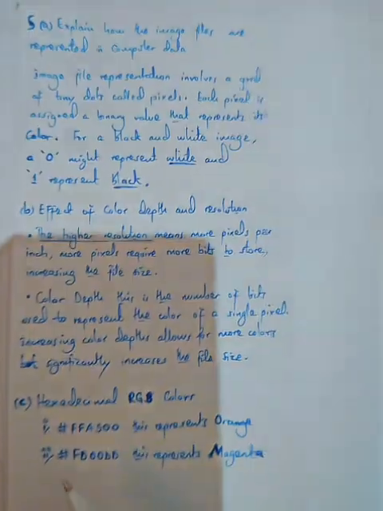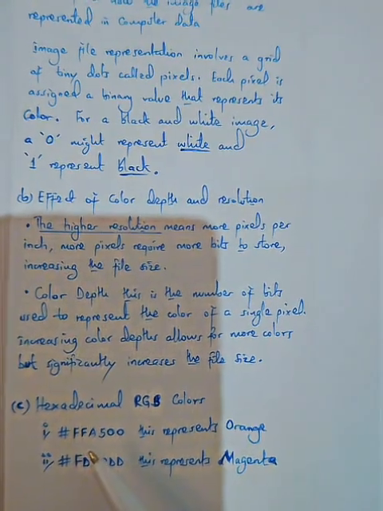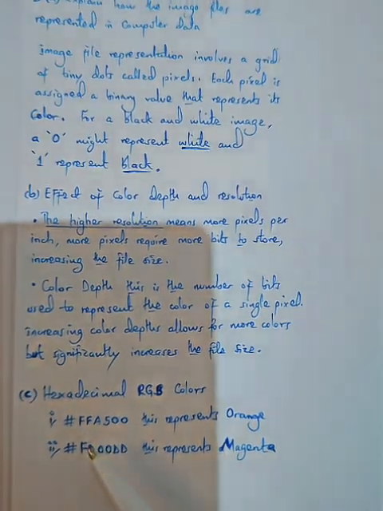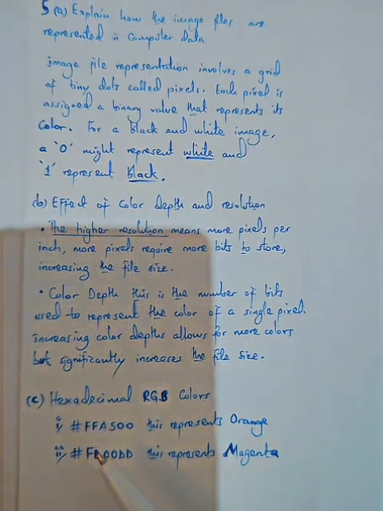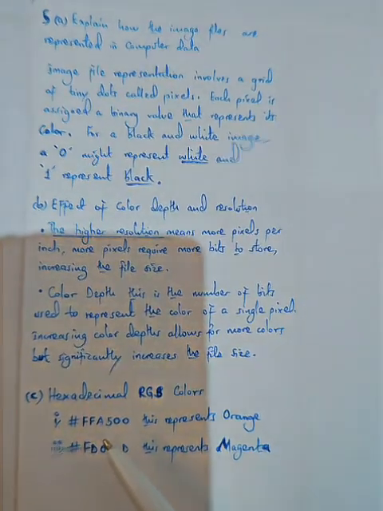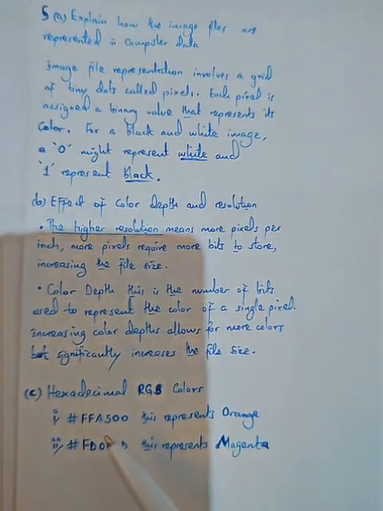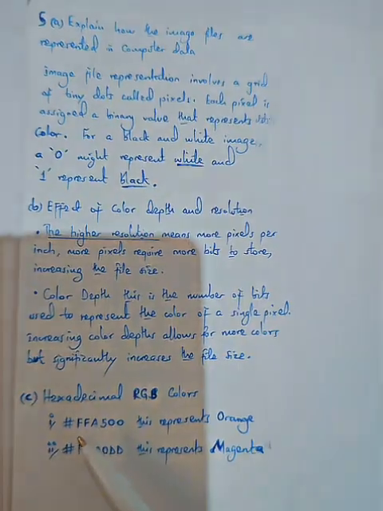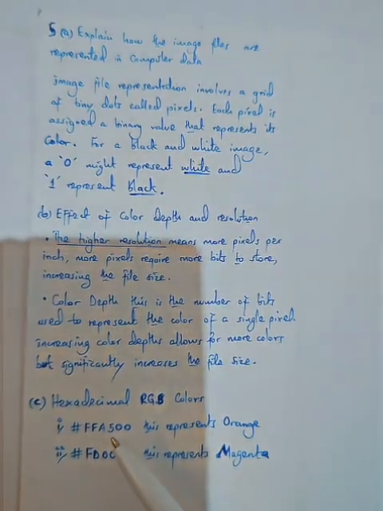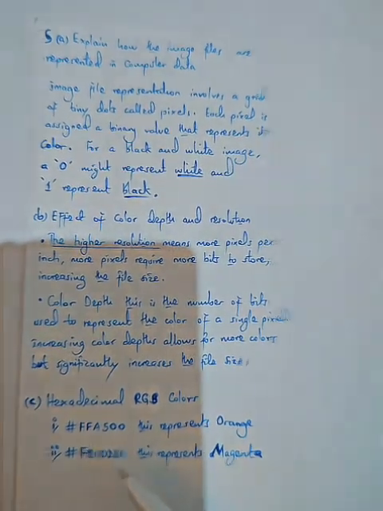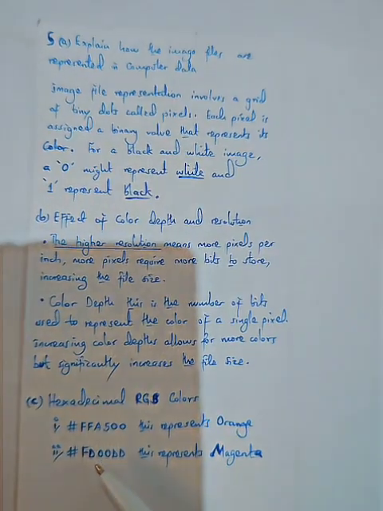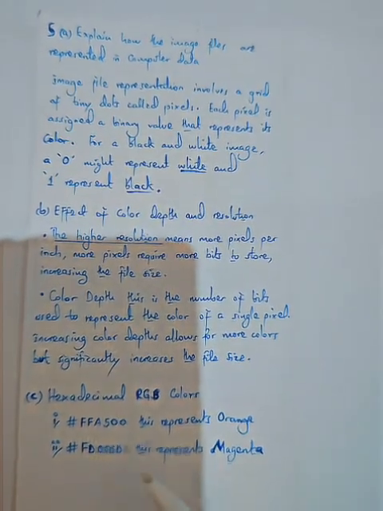Question 5C, this involves hexadecimal RGB color. Each hexadecimal RGB color has its own code, and each code represents its own color. As you can see, this code FFA500 represents orange, and the next code you can see, FD00DD, represents magenta.